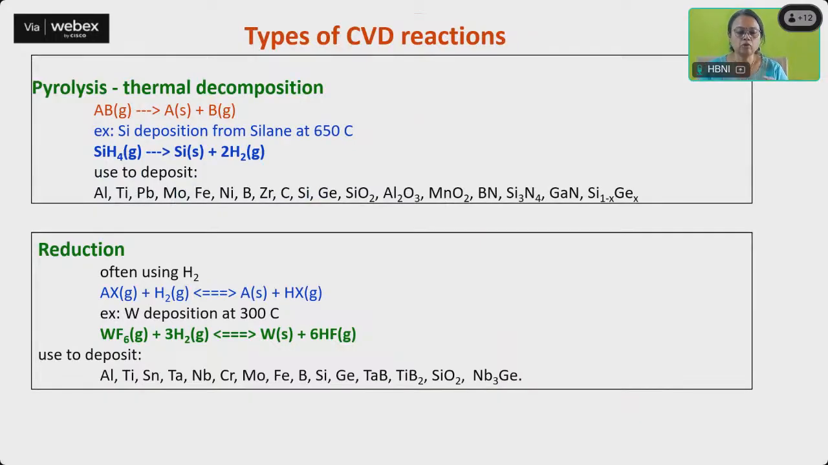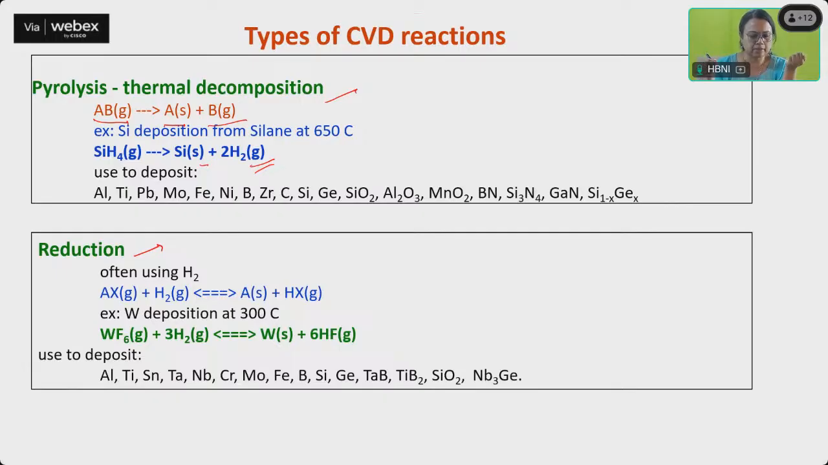So generally there are two types of chemical vapor deposition reactions, if we differentiate on the basis of reaction: thermal decomposition and reduction. Thermal decomposition is where we are heating the gas so that it is decomposing and forming, like silicon deposition from silane. So we have an AB gas, where A is the solid and B becomes a gas. So it is decomposing, so we have silicon hydride.